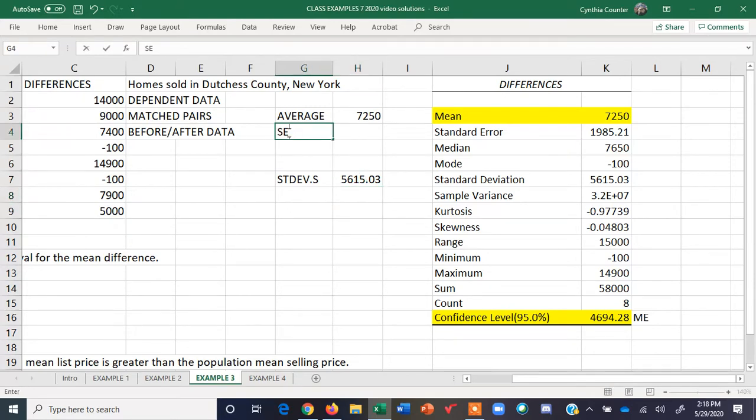So to get the standard error, we would do the standard deviation divided by the square root of the sample size, which is very small, it's only 8 pairs. And there's the 1985.21 that we see here.